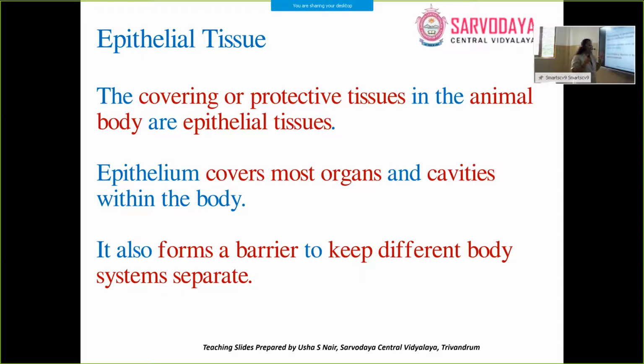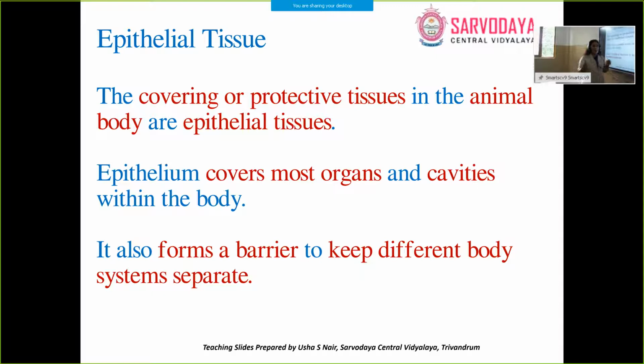Epithelial tissue also forms a barrier to keep different body systems separate. We have different systems, right? Respiratory system, digestive system, so it acts as a barrier to keep different body systems separate. Like when you go to a mall, there the security guard decides whether you may enter when you go to park the car, and he keeps a barrier as such for different parking lots.